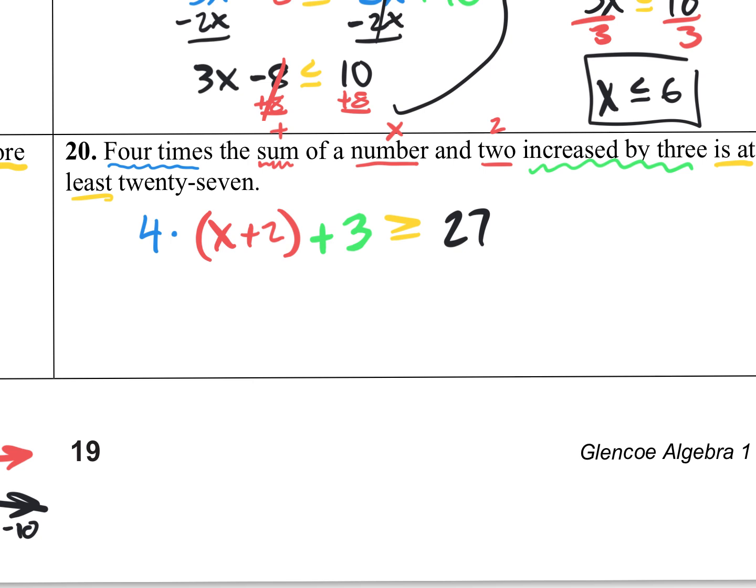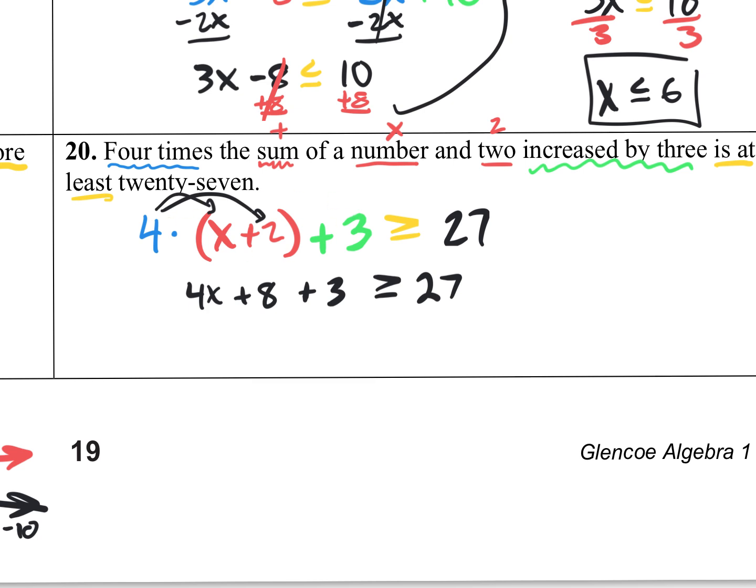All we need to do now is solve it. So we're going to distribute 4 times x, that'll be a 4x. 4 times 2, that'll be an 8. Bring down the plus 3. Bring down the greater than or equal to and the 27. So we've distributed so far.